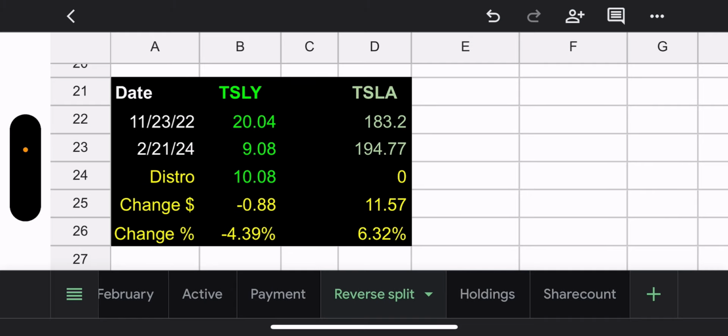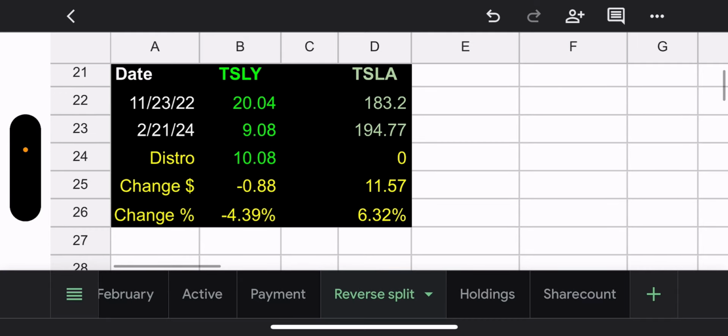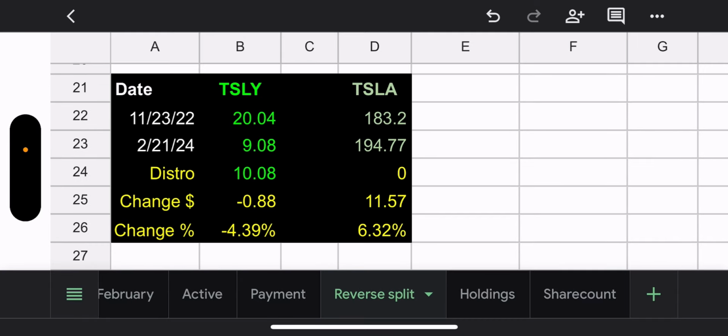However, they mimic the movement of TSLA and they are capped at the upside of TSLA. TSLA, from the same dates, only went up 6.32%, which is not that great. So overall, it's like a 10% variance, which is not all that bad if you think about it. Obviously, you need the underlying to perform a little better.